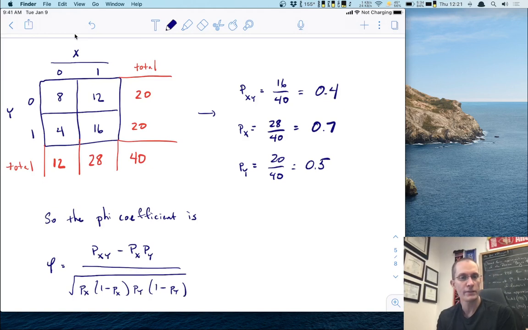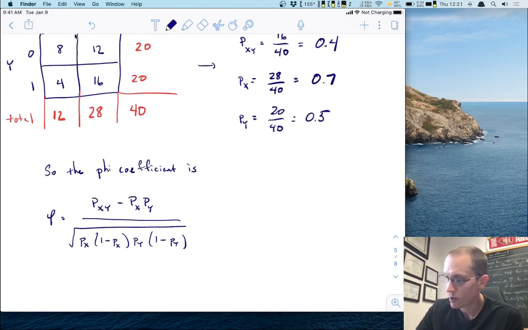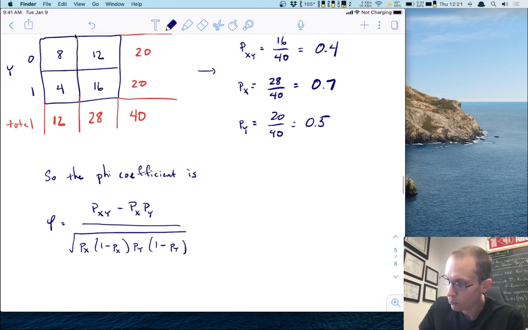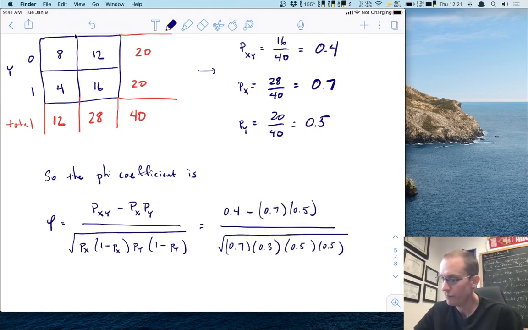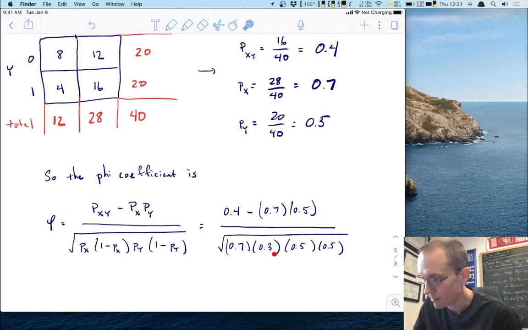So just rewrite the formula just so we have it in front of us. And we just now need to keep track of all the numbers that we just figured out and do the arithmetic. So we'll start off by replacing every one of these proportions with the values that we got just above. So we put the 0.4 here, and the 0.7 for px here, and the 0.5 for py here. And then down here in the square root, I've got px is 0.7. 1 minus px, that's kind of like the proportion that got it wrong, so that's going to be 0.3. These two will always add up to 1. And then similarly down here, the py was 0.5, and so the 1 minus py is 0.5.